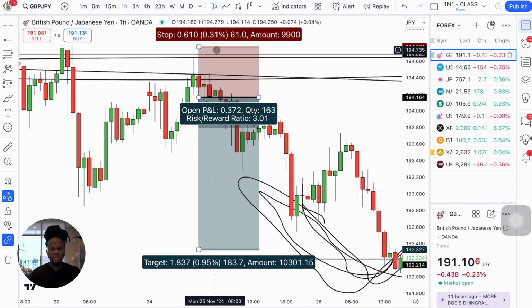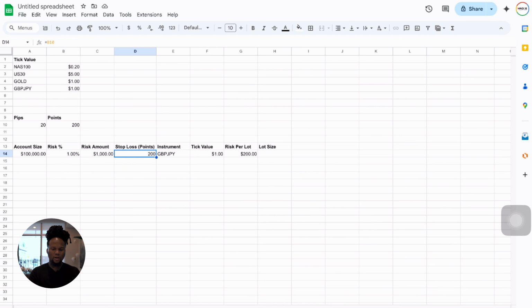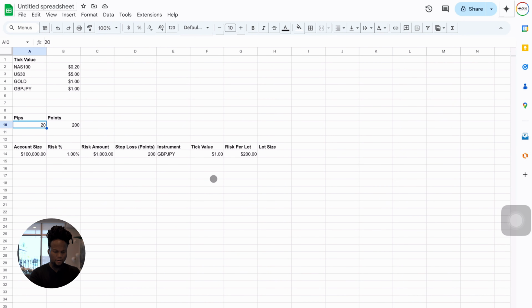Even if this is 61 pips, some of you guys might say, I've got to have a tight stop loss because I want to risk less. No, you're still going to blow your account, because even though you have the tight stop loss, you're losing, and you're not giving the trade enough space. What this allows you to do is give your trade enough space. So if this is 61 pips right now, I can just put 61 pips right here.